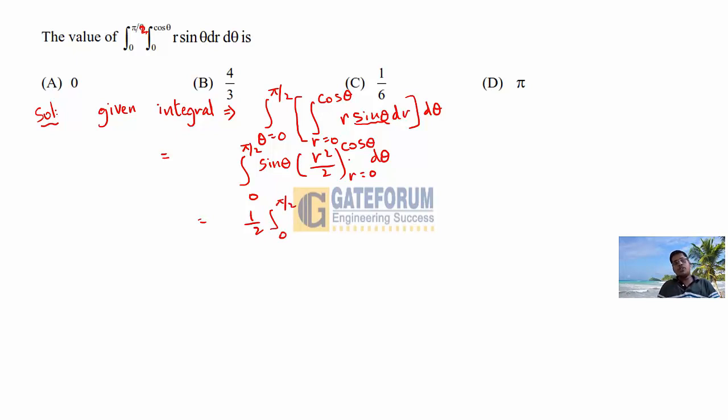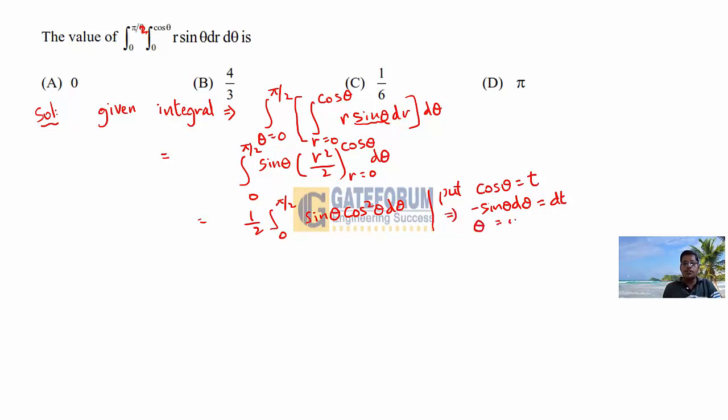Substitute the upper limit: R is equal to cos theta becomes cos square theta, and then R is equal to 0 gives 0. So cos square theta minus 0. This simplifies to sin theta into cos square theta. Using definite integral properties, fourth property, or by the substitution method. So put cos theta is equal to t, change of variable. Differentiate both sides: cos theta derivative, minus sin theta d theta, is equal to dt.